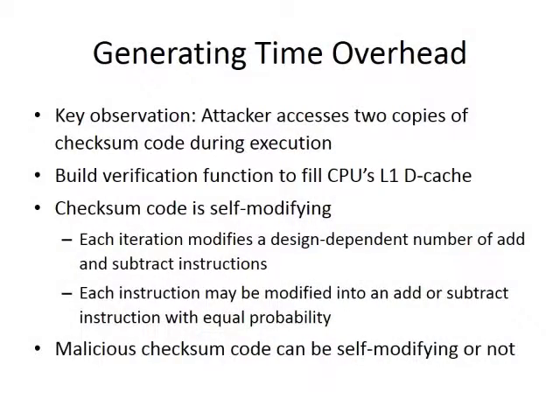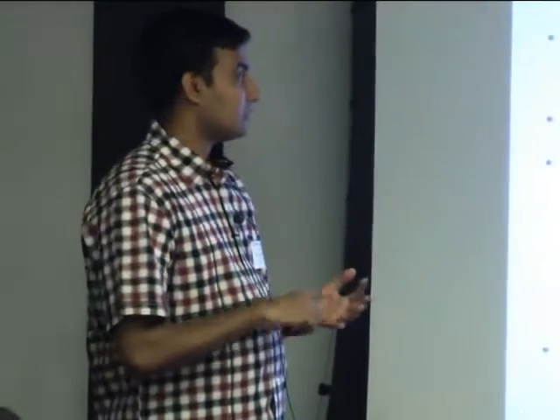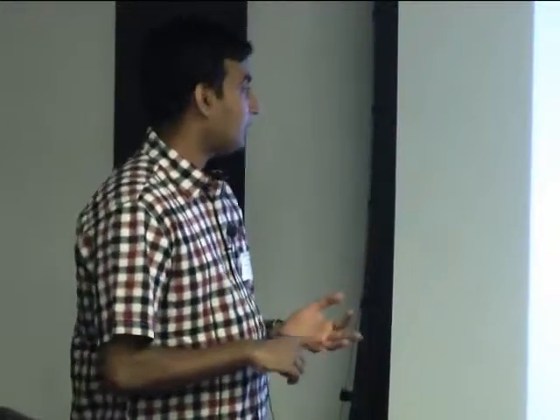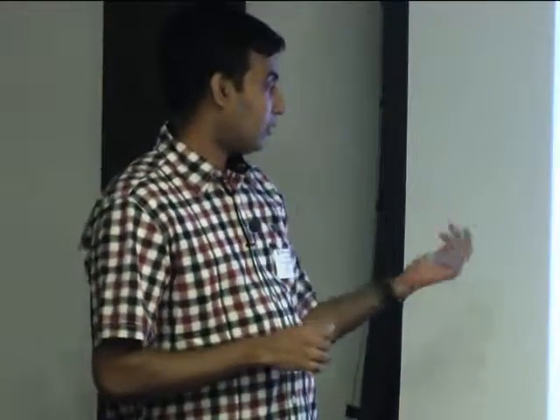So based on that, let's do the following. Let's build a verification function that fills the CPU's L1 data cache. Let's make the checksum code self-modifying. What self-modification in this case means is each iteration of the checksum code modifies a design-dependent number of add and subtract instructions. There are add and subtract instructions in the code, and a design-dependent number of these instructions are going to be modified. Each of these instructions is going to be modified into an add or a subtract instruction with equal probability.